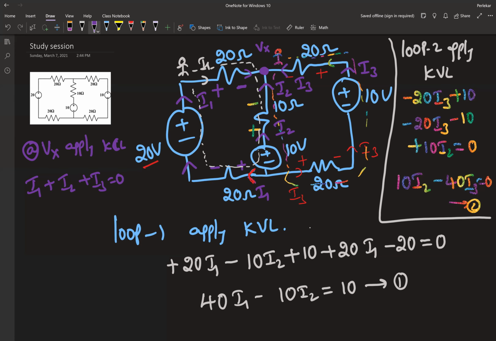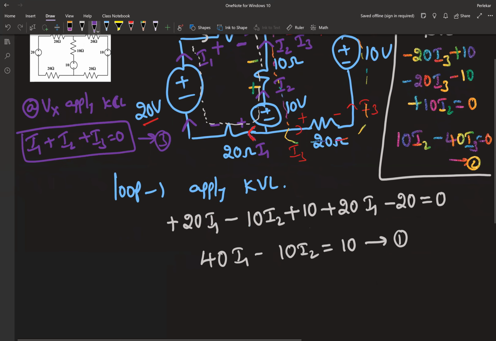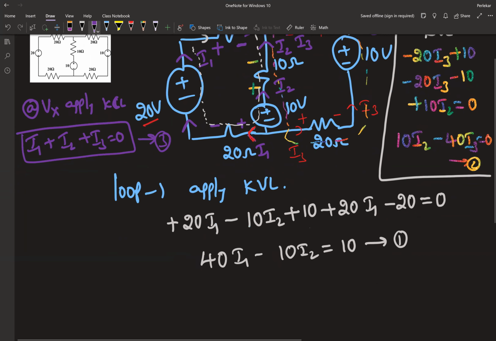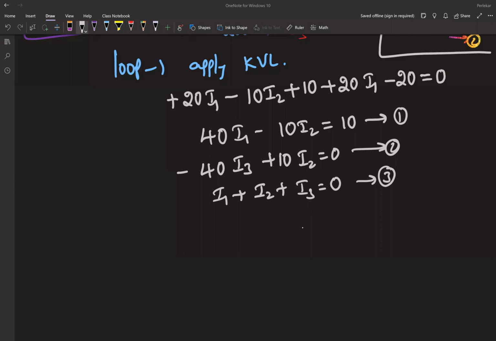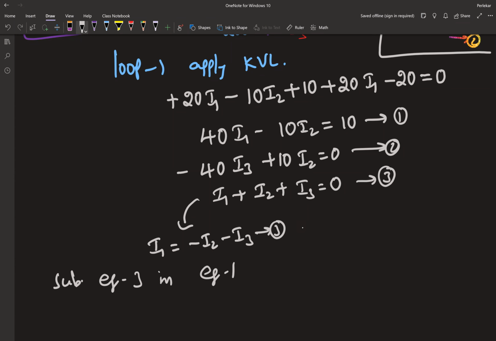Here we are applying KCL though. So now we have three unknowns, three equations, and we can solve for any of those currents. I'm going to pause it. So here what I'm going to do, equation 3, I will rearrange it saying that I1 equal to minus I2 minus I3. Now I'm going to substitute equation 3 in equation 1.